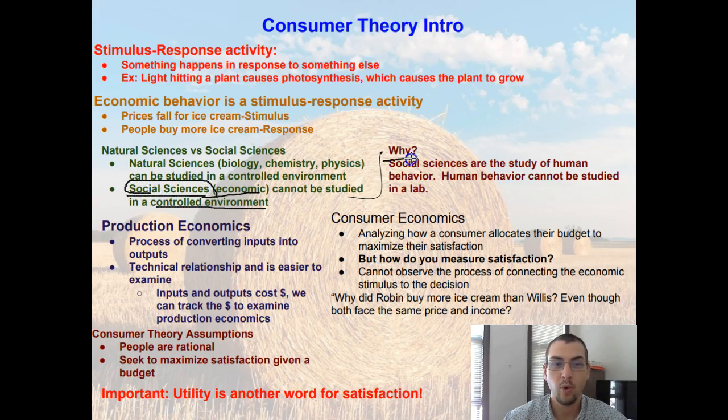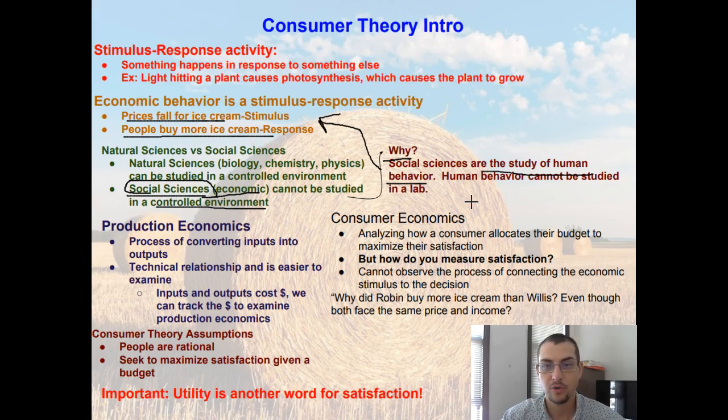Well, why is that? Why can we not study social sciences in a controlled environment? Well, very simply, social sciences are the study of human behavior. Just like what we were talking about up here with this ice cream, we were looking at human behavior, that people bought more ice cream as a response to prices falling, and that's human behavior. Well, how can you really study human behavior in a lab? You really can't. You can't lock humans up in a lab and tell them, okay, here are the parameters, go out and do it. It just doesn't work, because humans need to live their own lives outside of a lab.